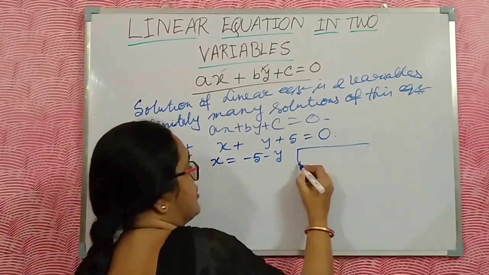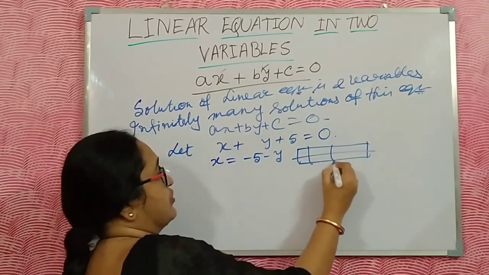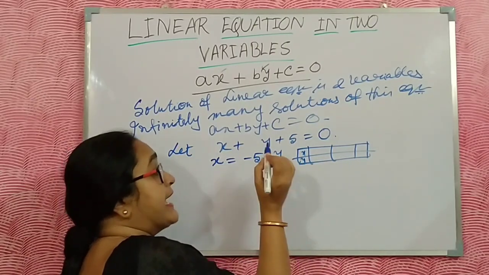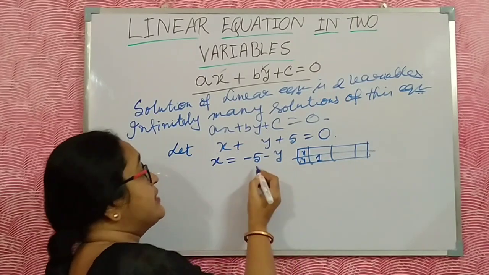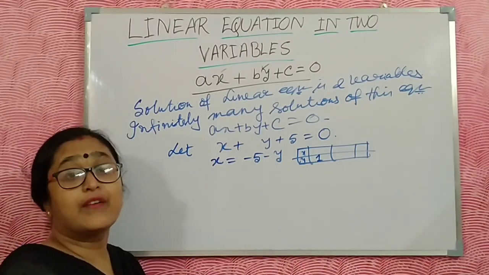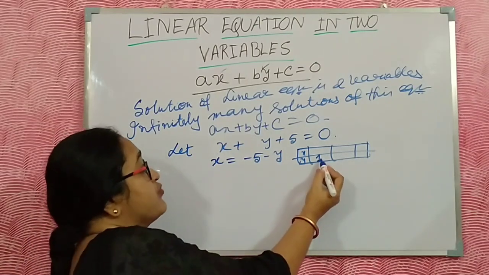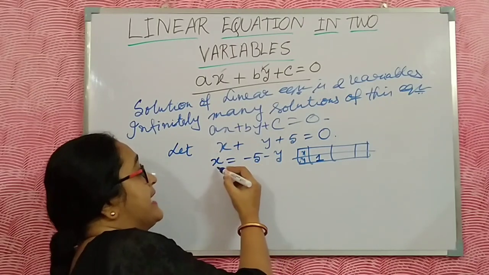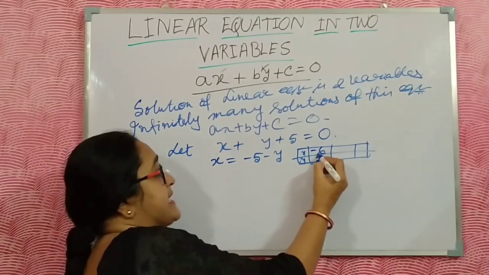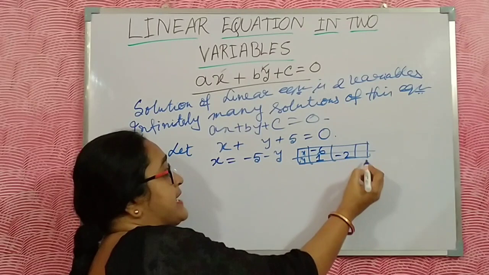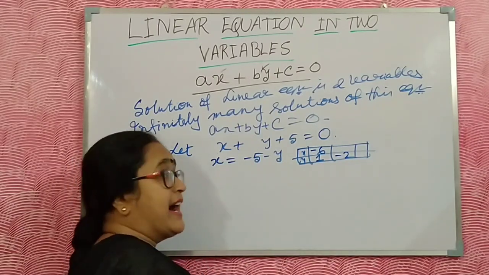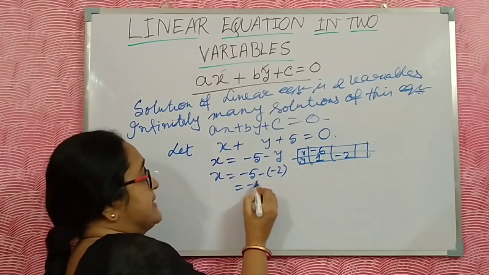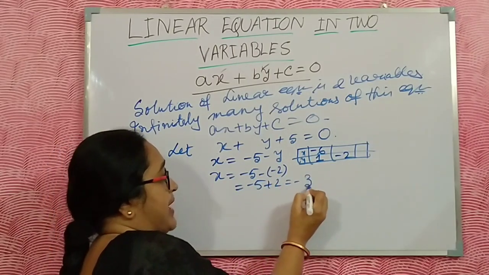Now make a chart also, with x and y. If you put any value of y, then you get another value of x. Here I take y is equal to 1, then x becomes minus 6. If I take y is equal to minus 2, then x becomes minus 5 plus 2, which is minus 3.